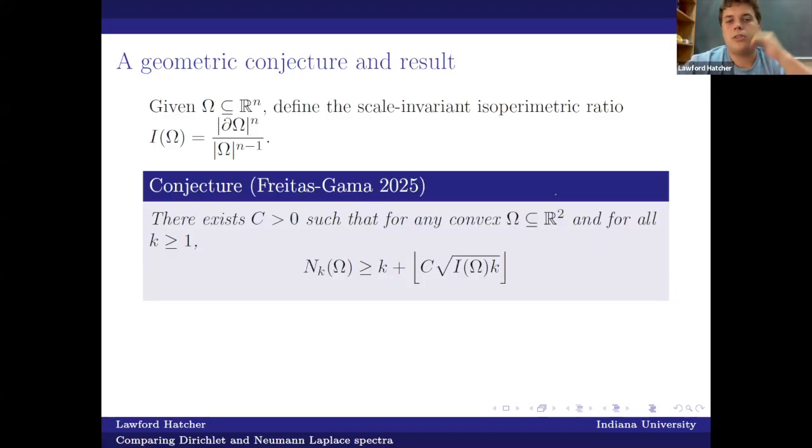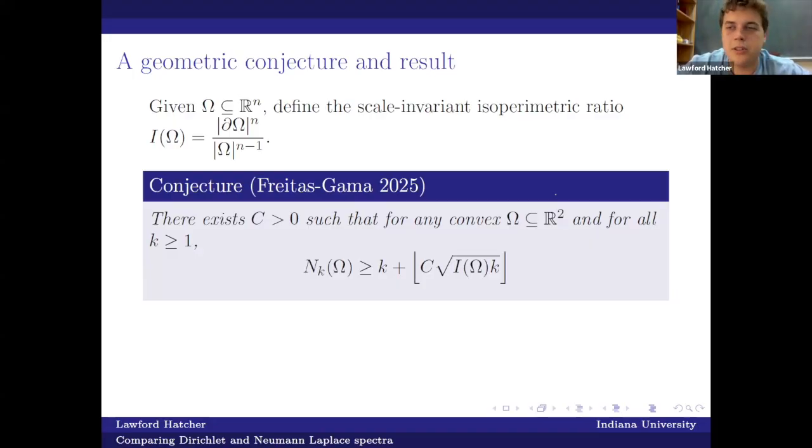And so the conjecture that came out earlier this year is that there exists some constant in 2 dimensions such that for any convex domain, n_k of omega is at least k plus this floor function, but the floor is just to give us a little wiggle room. The point is basically that it's k plus something times the square root of the isoperimetric ratio times k. So it's k plus square root of k with some constant, and the claim is that this constant depends on the isoperimetric ratio.